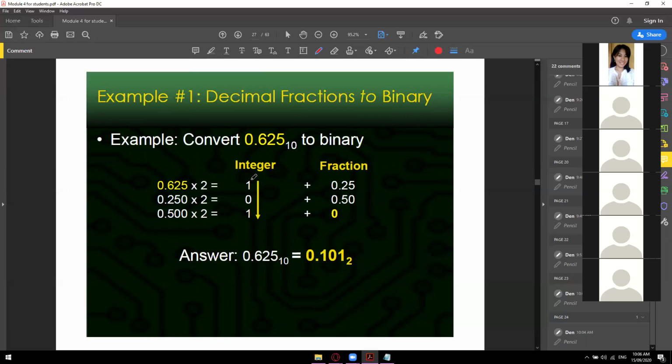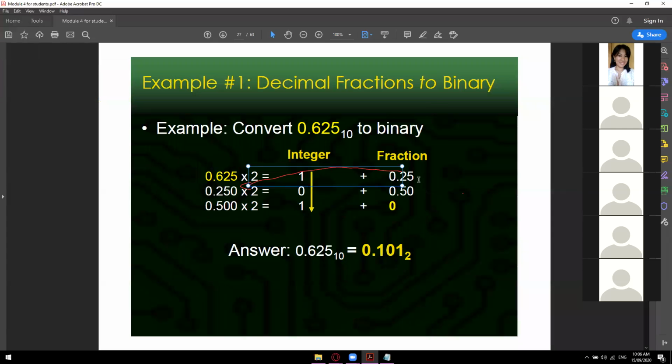So lagyan nyo lang dito yung integer or whole number and then dito naman yung fraction. And then, kunin nyo naman dito ngayon yung fraction. Okay? So, medyo nakakalito pero kayang-kaya nyo yan. So, kung kanina, sa integer yung kinukuha nyo, ngayon naman, yung fraction na yung kukunin nyo. Okay? So, one more tip na masasabi ko is kapag whole number din yung kukunin nyo dito, pero kapag fraction din yung kukunin nyo dito.